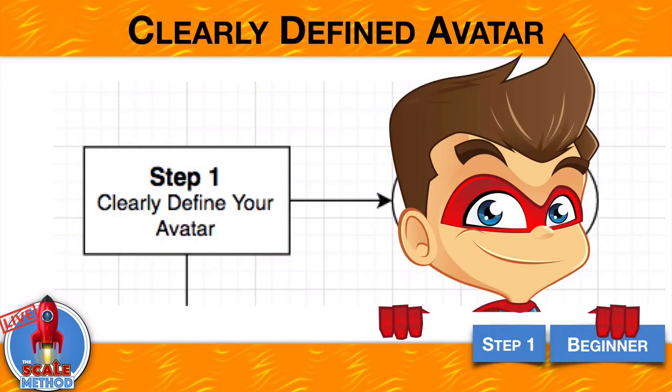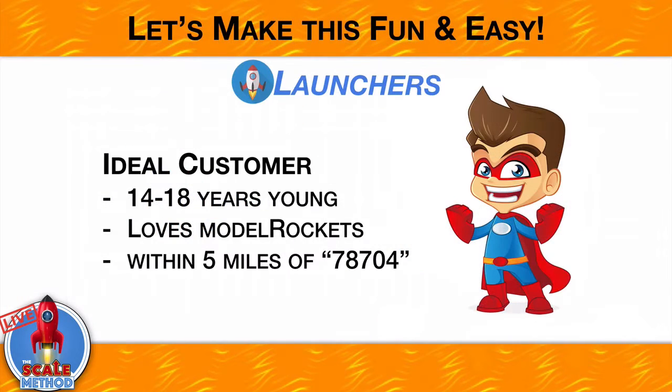So step 1. Clearly identify your avatar. All right, let's make this fun and easy with launchers, and let's call them Recs. So the ideal customer is 14 to 18 years young, which means they can target that avatar and parents that have kids in that age range. And of course, this kid loves model rockets, and they're located within 7 miles of 78704. Now that'd be just a local brick and mortar for the zip code.